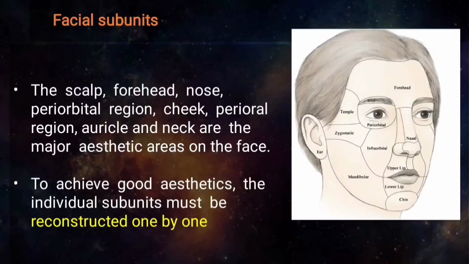According to the facial subunits involved in the soft tissue injury, the face or head and neck region can be classified into different units or subunits, like scalp region, forehead, nose, periorbital, cheek, perioral region, etc. To achieve good aesthetics after repair of the soft tissue injury, these subunits must be considered during management and during suturing of the injury, and this should be reconstructed one by one in case of complex soft tissue injuries.